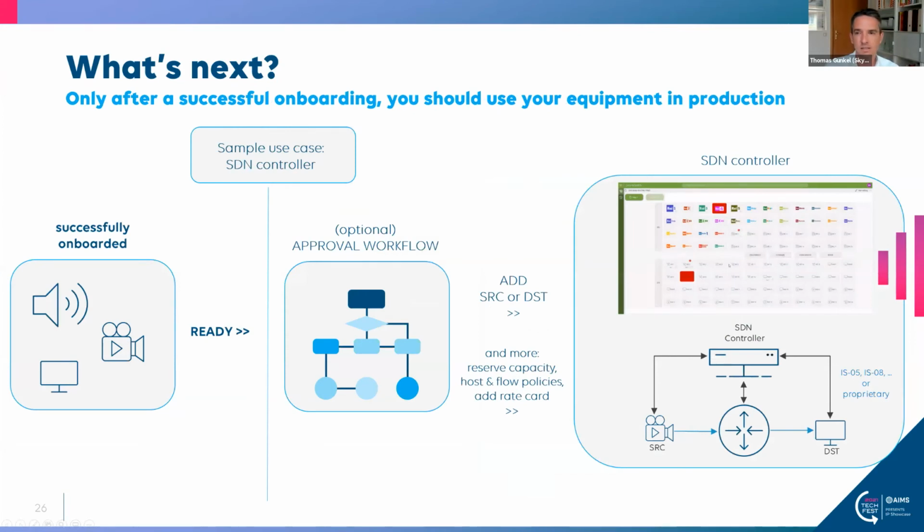And only then. So far we discussed only the onboarding process. Only when you have done all those steps, from discovery until you have some production-ready equipment, then you can really use it. And here is just one simple example. We have onboarded new equipment, sources and destinations, senders, receivers, and you want to add those to your SDN controller to establish connections between sources and destinations via proprietary interfaces or NMOS IS-05, IS-08 specs to do some audio control. How do you do that?